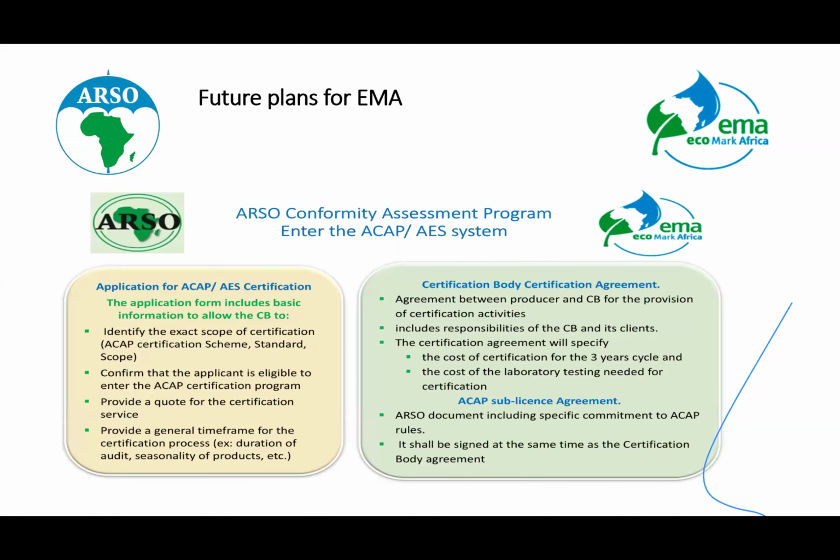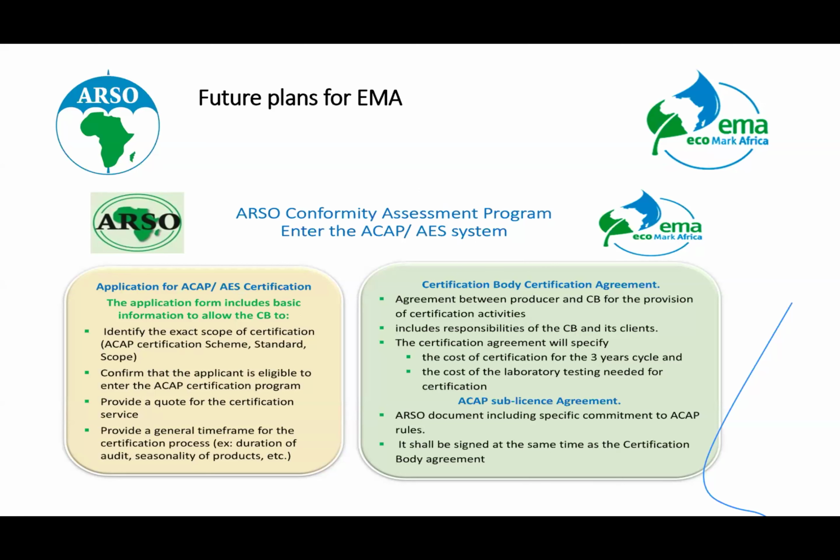And basically, this is summarized as given in this slide. You identify the scope, confirm the applicant is eligible based on those pre-required criteria of legal registration, complying with the national laws, then provide a scope and a quote for the certification by the certification body. Then you agree with the certification body on a time frame, including when the assessment or audit will be done. Then there'll be the agreement on the activities and also the cost of certification.